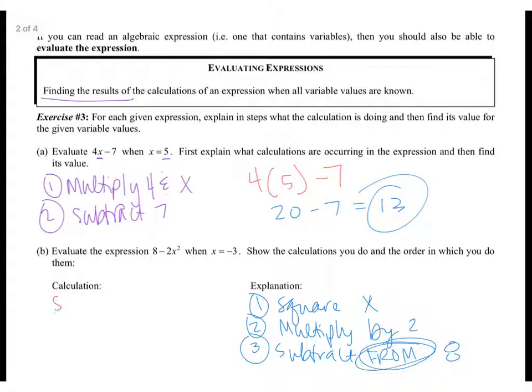So we have 8 minus 2 times negative 3 squared. So the first thing we do is square x. So negative 3 times negative 3 is positive 9. Then we multiply by 2. So 8 minus 18. And this time we are subtracting from 8. So 8 minus 18 is negative 10.